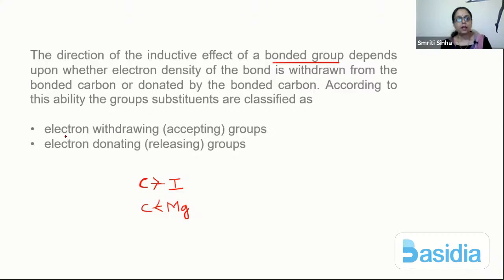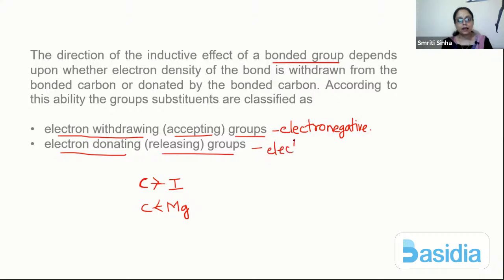On the basis of that, the first one is electron withdrawing or accepting groups. Second is electron donating or releasing groups. So electron withdrawing groups are actually electronegative groups, which pull the electron towards themselves. Electron donating groups are actually electropositive groups, which release the electron from themselves.